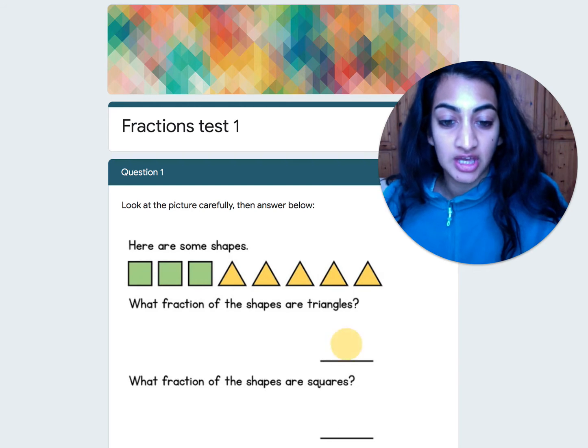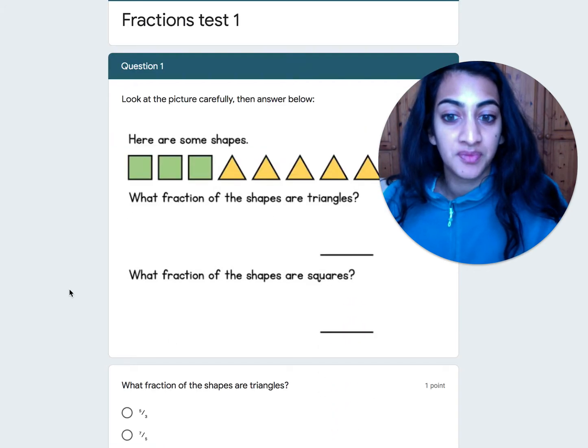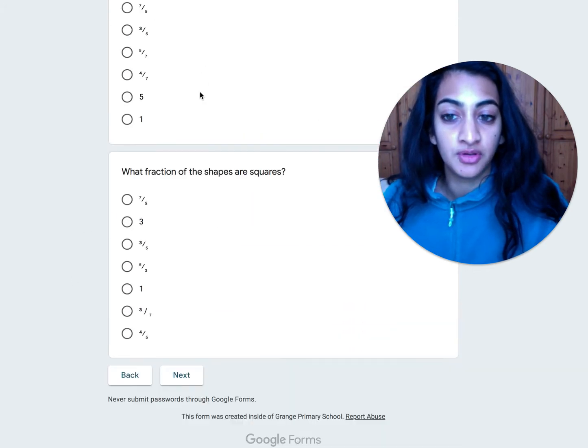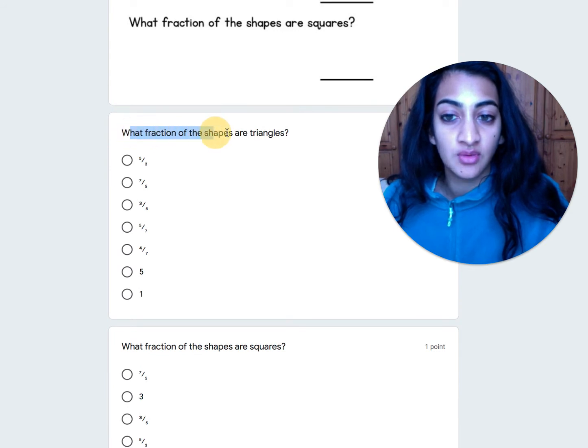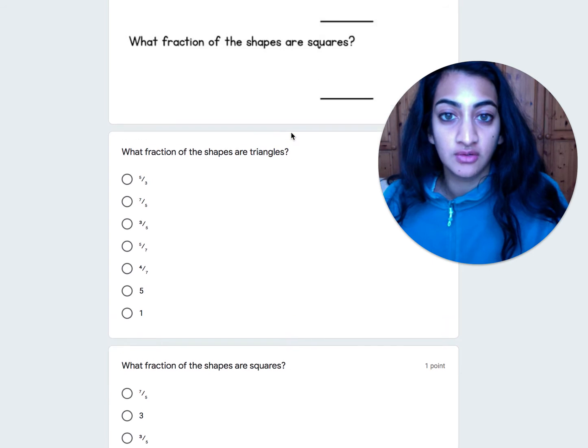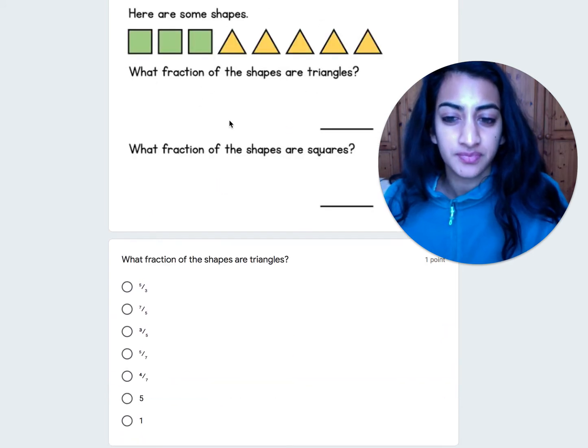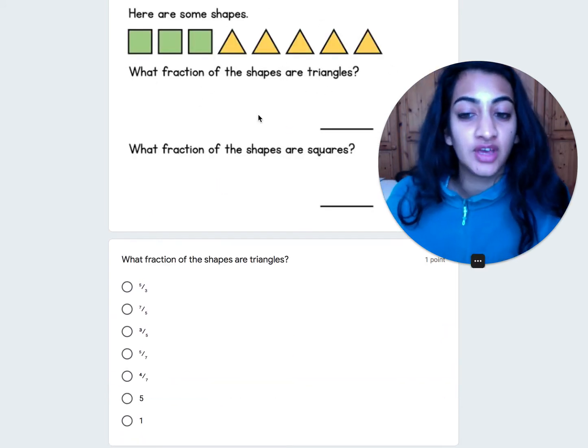Now, because this is a picture, you can't actually answer on there, but there's going to be a space for you to answer at the bottom. So you can see those same questions are written here. And it says, what fraction of the shapes are triangles? That was the first question there. So I need to look at the picture and figure out the answer.